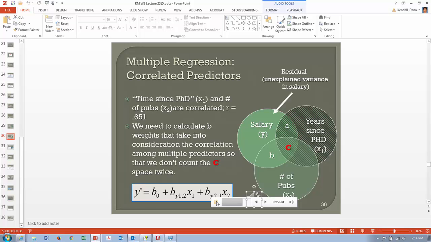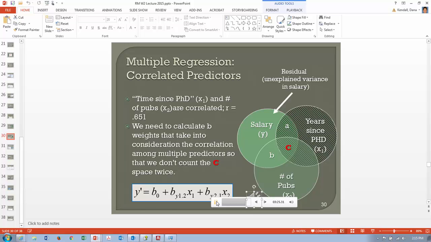Similarly, we have the B Y2.1, and that just means the unique variance that is accounted for in salary by the X2 variable, number of pubs, accounting for the variability explained by the first predictor. Okay, so those are the B weights in the multiple regression case.